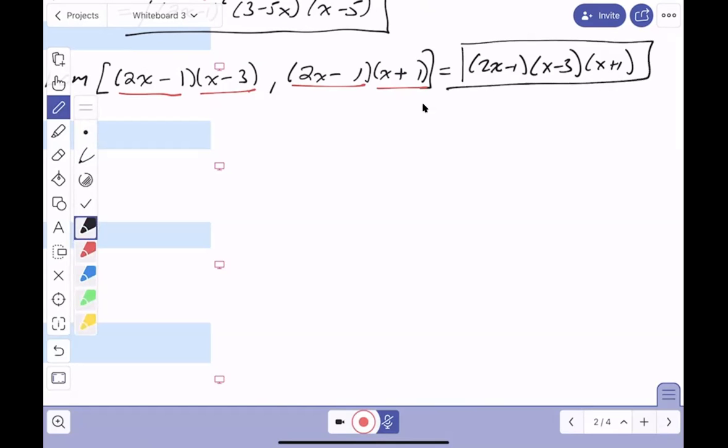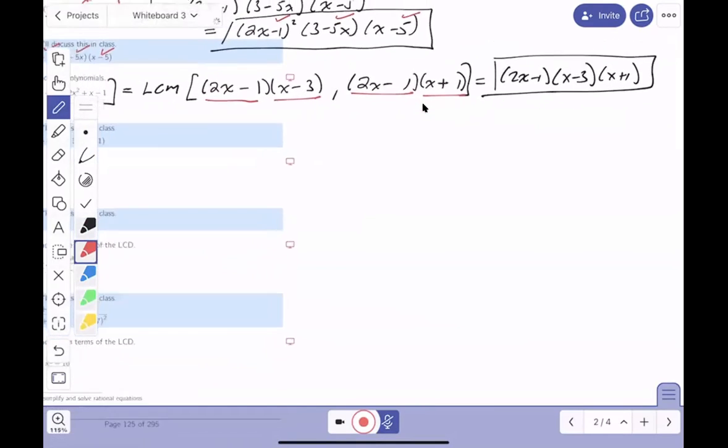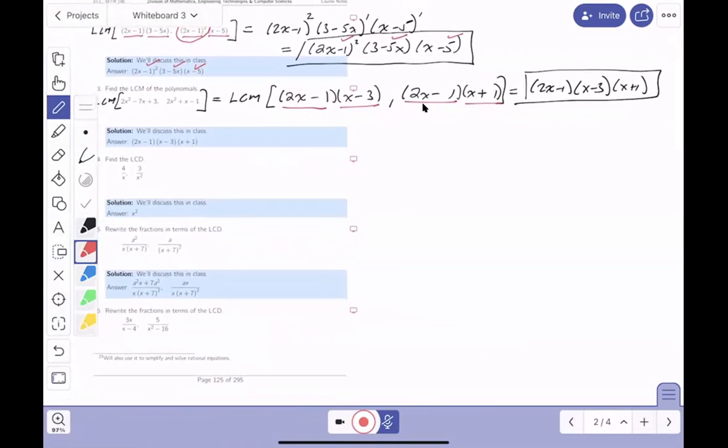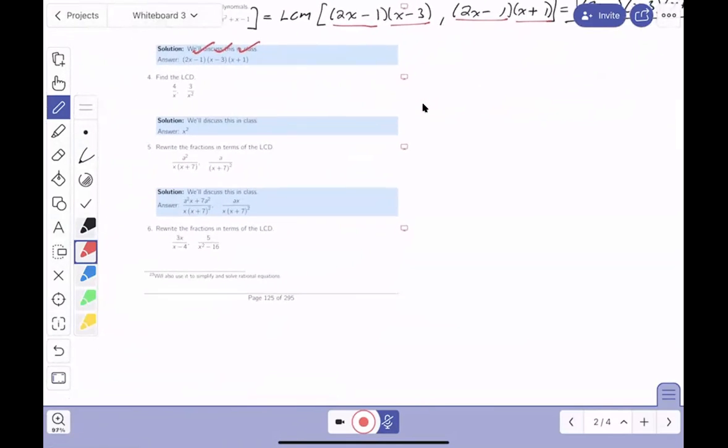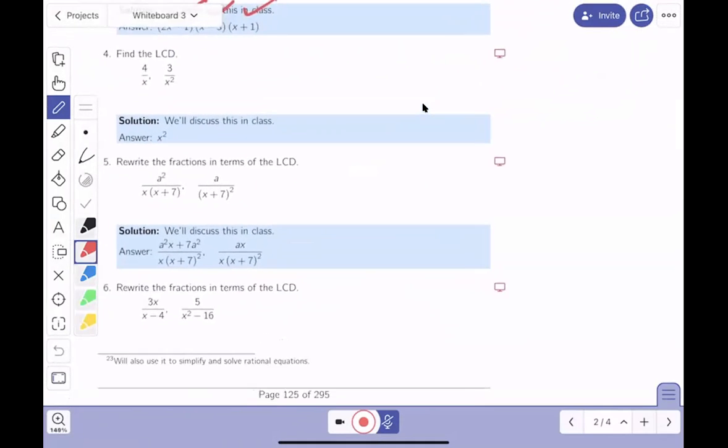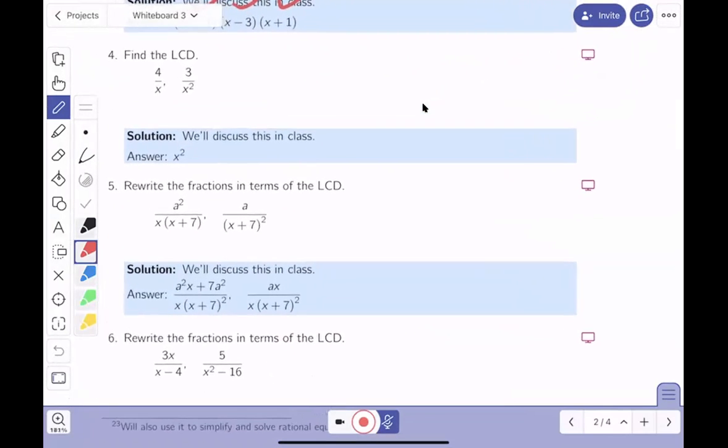How do I check it? I look at the key. All right, let's look at the key. It says 2x minus 1, x minus 3, x plus 1. Okay. Now 4 looks a little different to me. Now I'll tell you what it says. It says find the LCD.